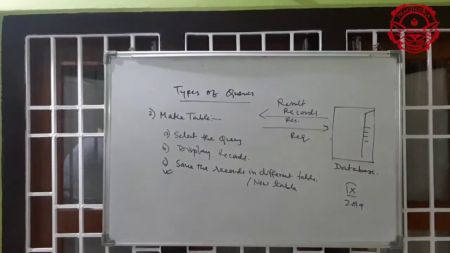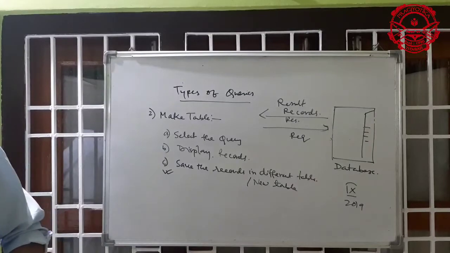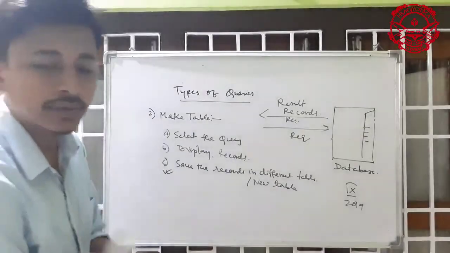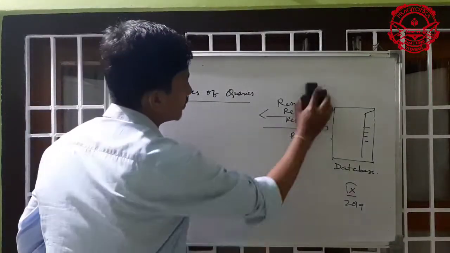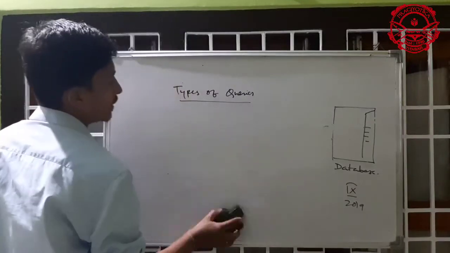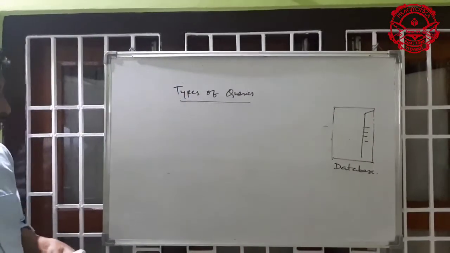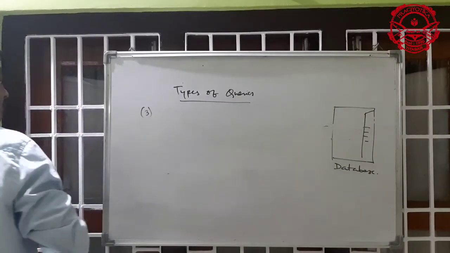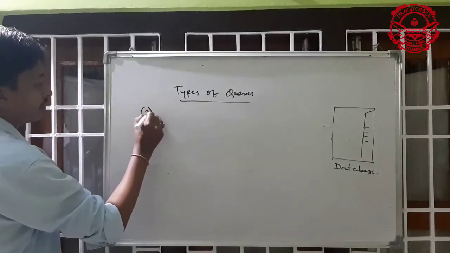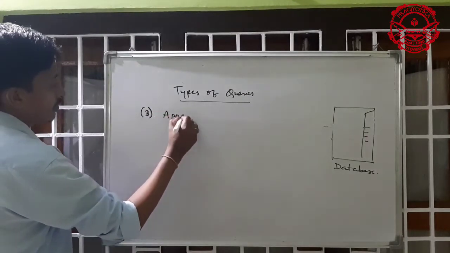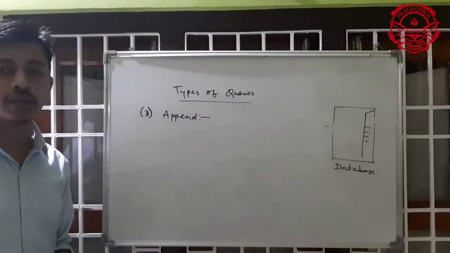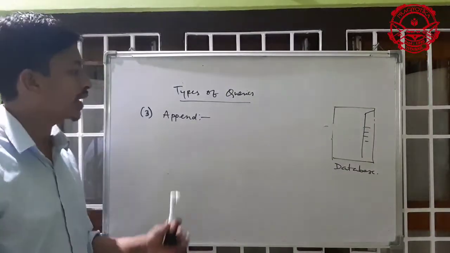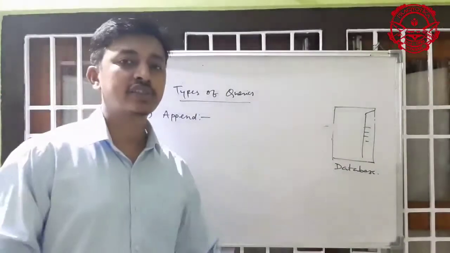The next query, number 3, is append. Append means what? You can see in the book: this query adds a record to the existing table. Means you can add a new record in an existing table.